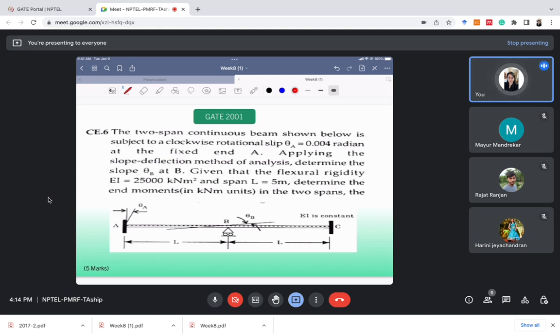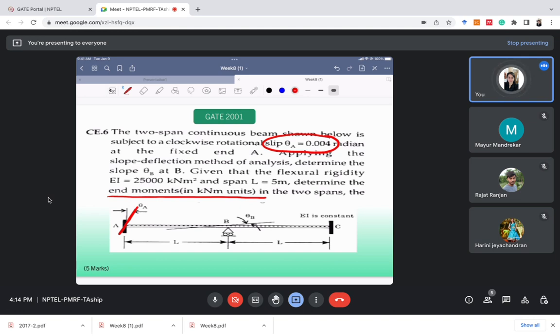But in this case, there is no external loading. It's just that this support A slipped by 0.004 radian. It looks like a complicated problem, but it's very easy, you'll see. After that, they are also asking us to determine the end moments.